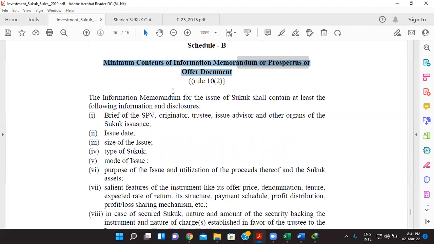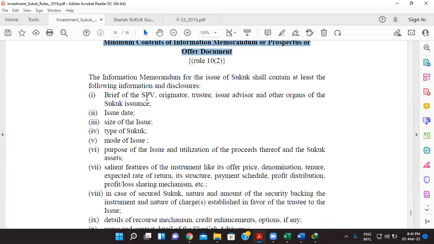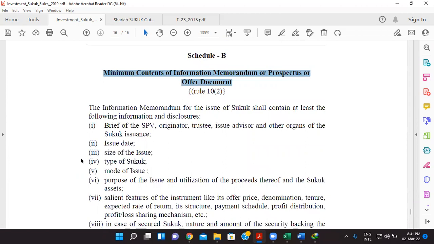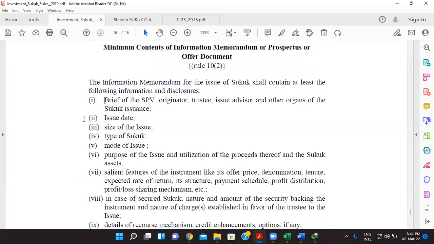You know that investment bankers, when they issue the security, have to provide the investors with the prospectus. Okay. So let me take you through this. These are mostly familiar contents for you if you have already completed the financial markets institution or investment banking course. Brief of the SPV, originator, trustee, issue advisor, and other organs of the sukuk issuance. Can you recall that I showed you the document for Bexim Istisna Sukuk, the prospectus? Can you recall?